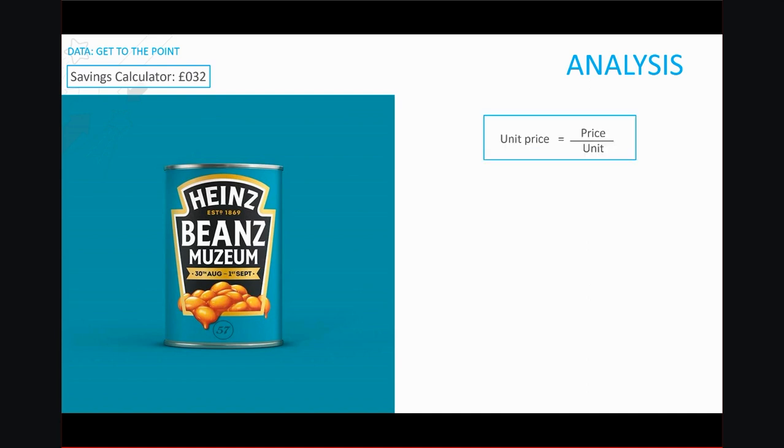If any of you did this back in school in maths, you might recognise this, but it's unit price equals price divided by unit. And it's important to note as well that the unit we're going on about today is grams, but that can change. It may be bars, it may be packs, it may be litres. The units can change per item that you're looking at.